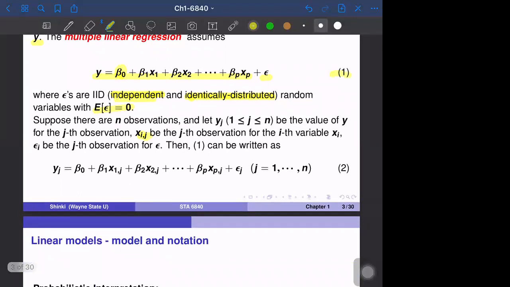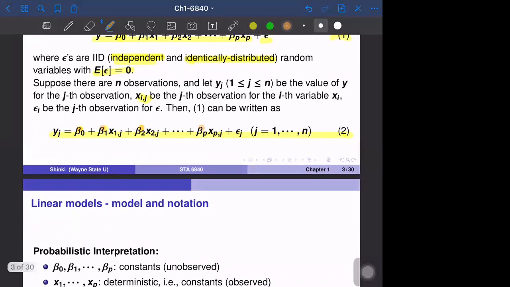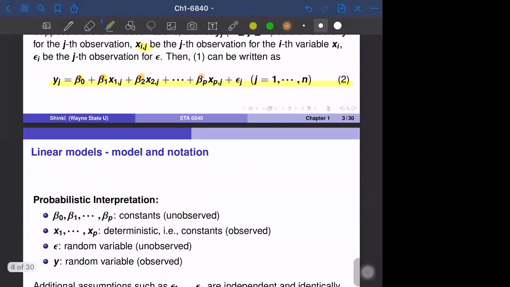Then this equation 1 is written as equation 2. So equation 1 is a general form, but for each observation j, you can say that yj is equal to a linear combination of x1 to xp plus epsilon j. And here, the beta naught, beta 1, beta 2 coefficients do not depend on j, so they are common.